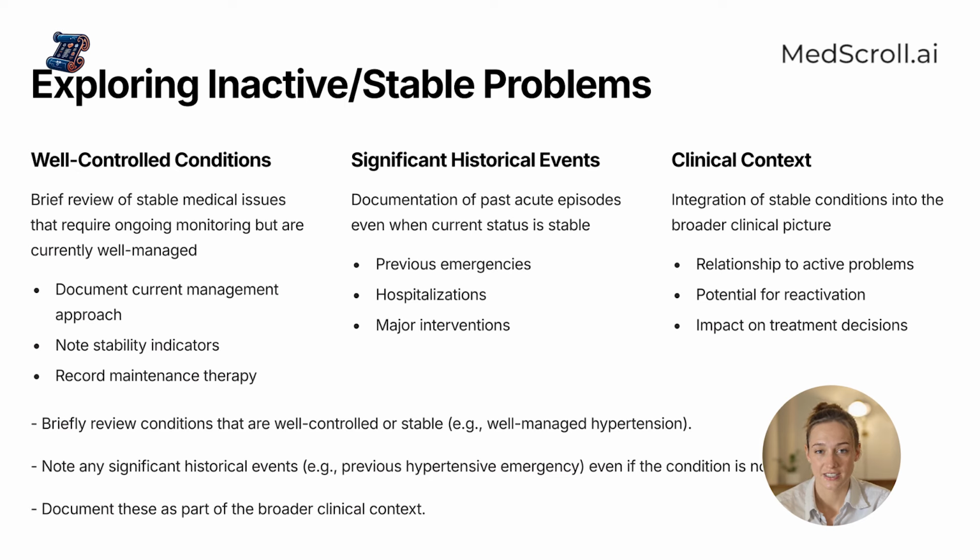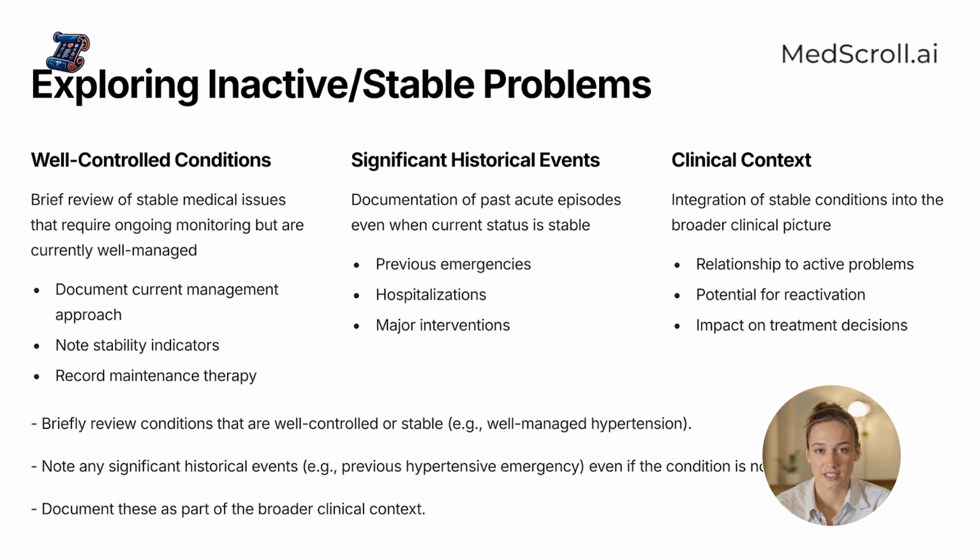Once you have addressed the more pressing active issues, shift your focus to inactive or stable problems. These are conditions that may be well controlled with medication, such as well-managed hypertension, or chronic issues that have remained stable over time. However, even if these problems are not actively causing symptoms, it is important to note any significant events from the past. For instance, if a patient previously experienced a hypertensive emergency but now maintains stable blood pressure, this historical detail is still clinically relevant.